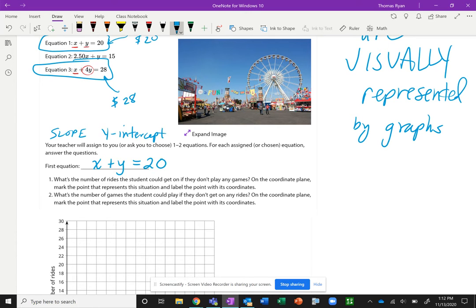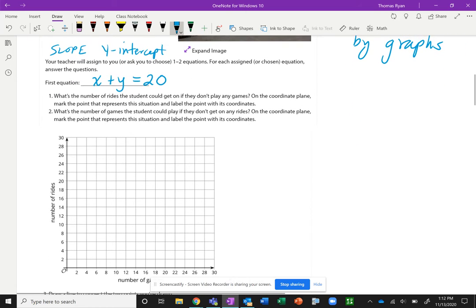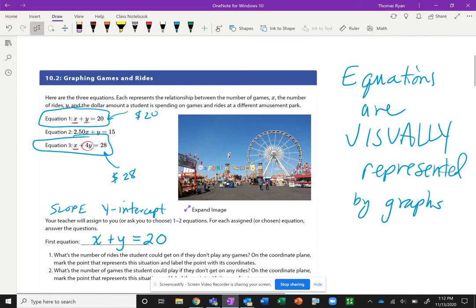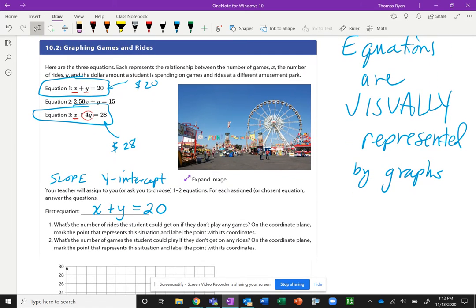And the first question is, what is the number of rides a student could get on if they don't play any games? So remember, X is games. Think of the X games. That's an easy way to remember it.